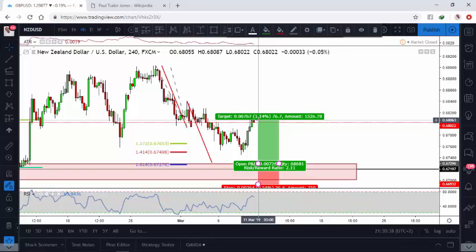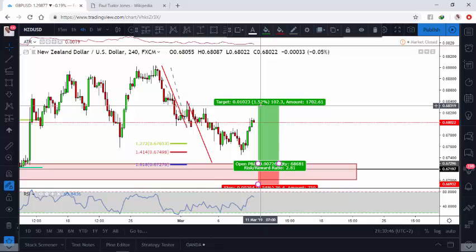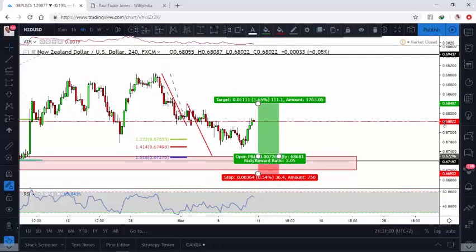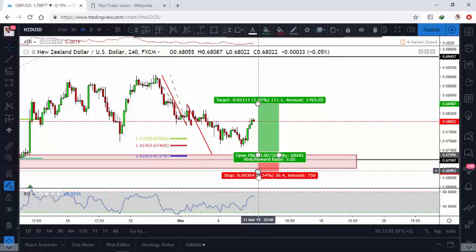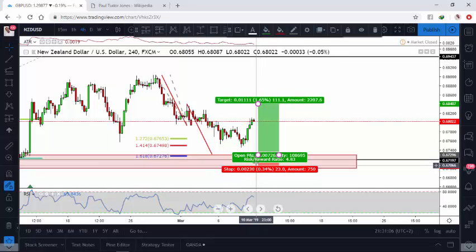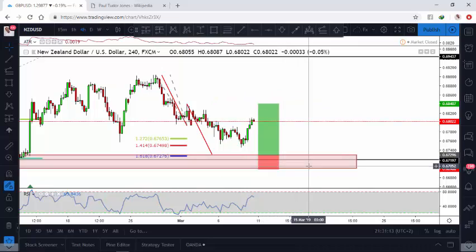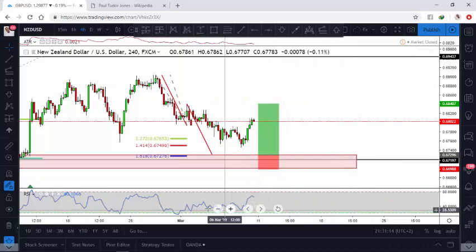My first targets would come at that 76 pip range. My second targets would go back at this level right there, 109 to 111 pips total of reward. Stops, I would put them 10 pips below the stops right there. So I would have a 30 pip stop loss right there.